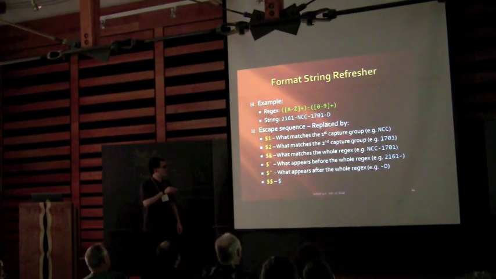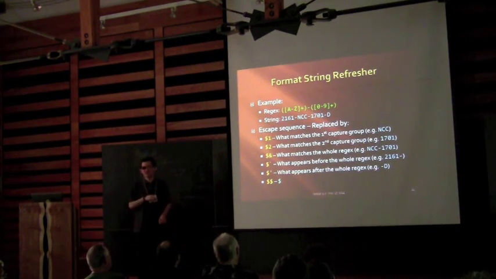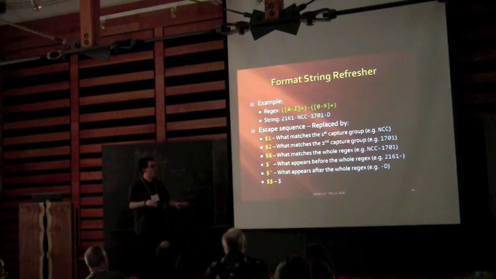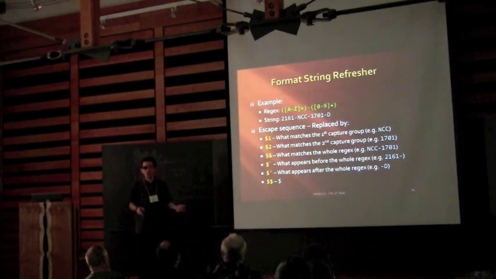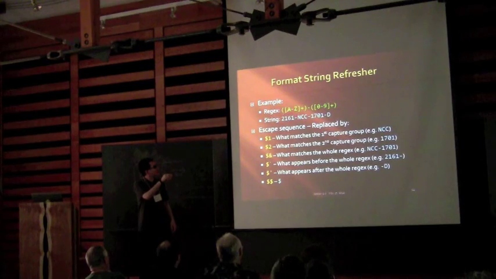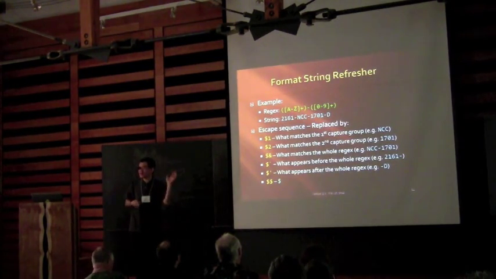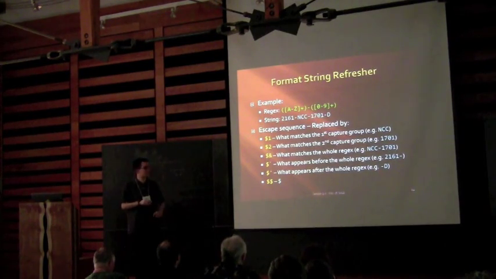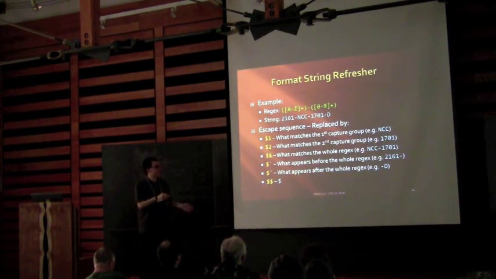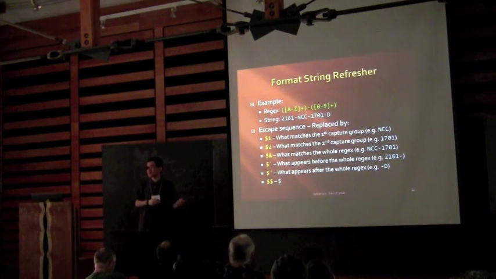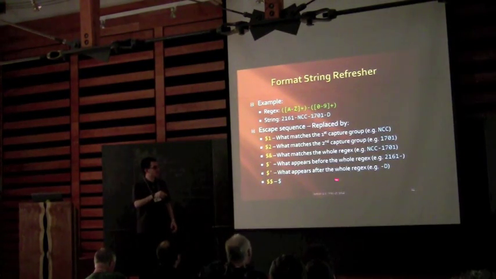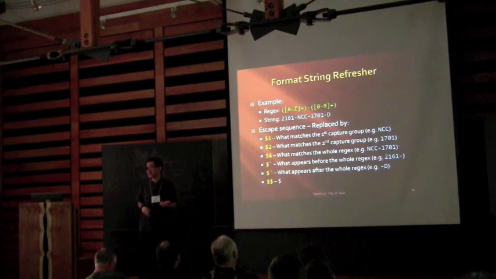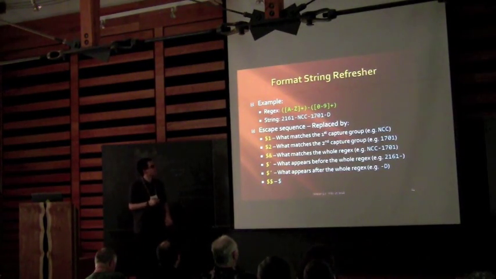You can also say dollar ampersand. This is like plain ampersand in sed syntax. This matches the part of the target string that matches the whole regex. In this case, this will match NCC1701 only. If I say dollar backtick, maybe the only use of backtick in standard C++, I get what appears before the whole regex. This is like dot prefix in a match results. Dollar single quote is what happens after, and if I need to escape the dollar itself, that's just double dollar.